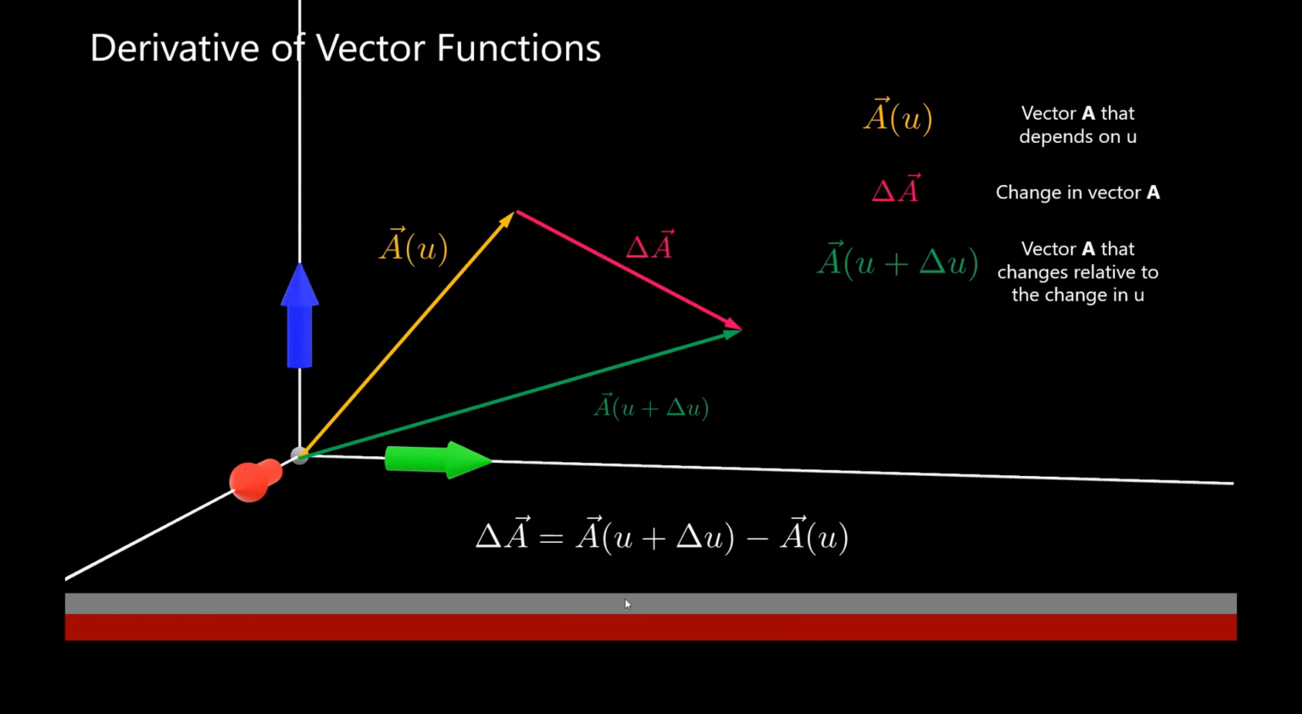So the delta A here, or the change in your vector A, is equivalent to the difference between the final state of your vector and the initial state of your vector. Again, this change in vector A is equivalent to the difference between the final state and your initial state. So the final state is A of u plus delta u, and your initial state is A of u. So this is your expression.